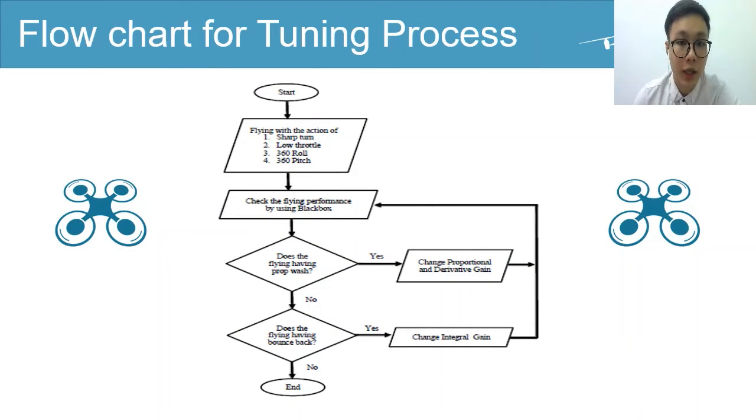After understanding the action and the problem, this is a flow chart for the tuning process, whereby the prop wash is fixed by the P and D parameters and the bounce-back problem is fixed by the integral parameter, based on the research.